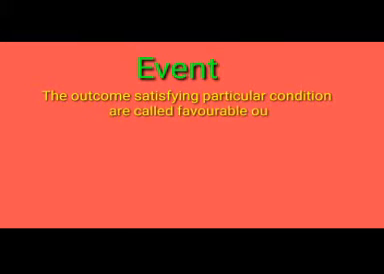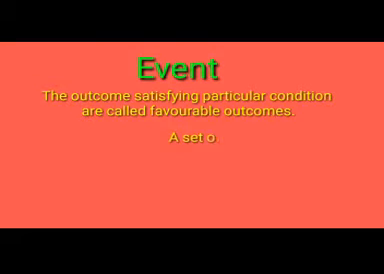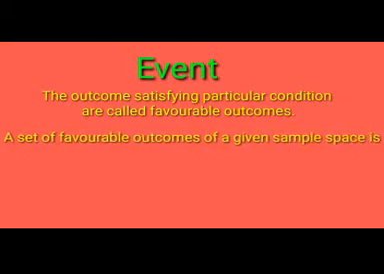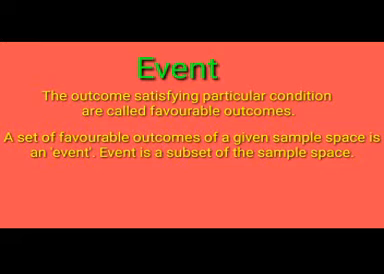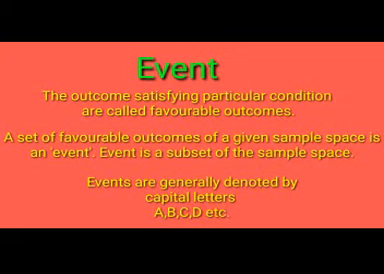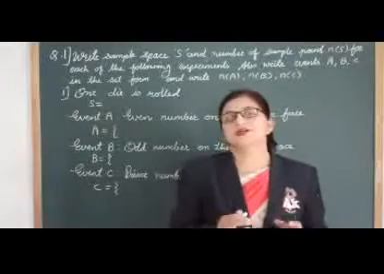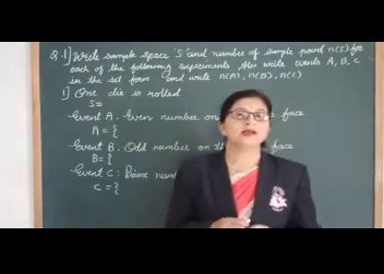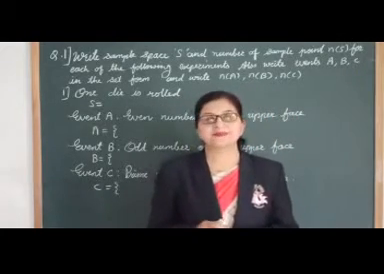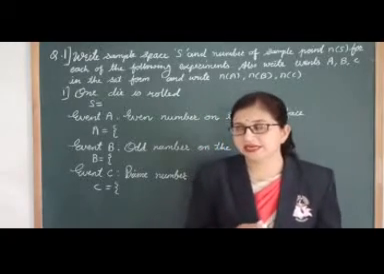Now let's see event. The outcomes satisfying particular conditions are called favorable outcomes. A set of favorable outcomes of a given sample space is an event. An event is a subset of the sample space. Events are generally denoted by capital letters like A, B, C, D, etc. So dear students, we learned what is meant by sample space, how to write the sample points in the sample space, and what is meant by event.